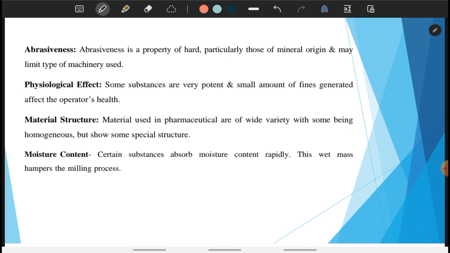For today's lecture we will talk about this only, and in the next lecture we will cover the equipment that is used for size reduction.